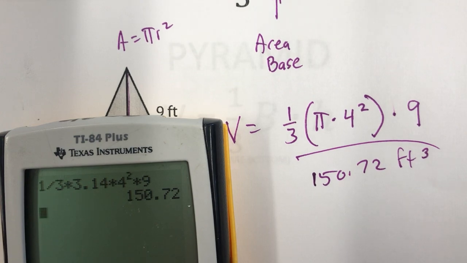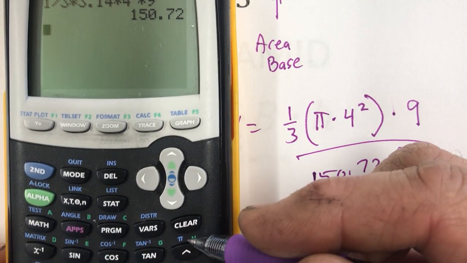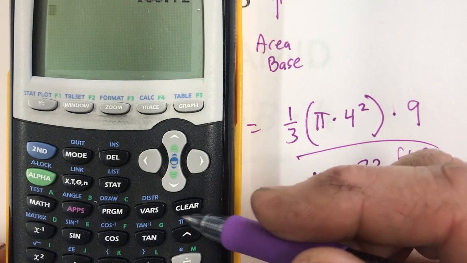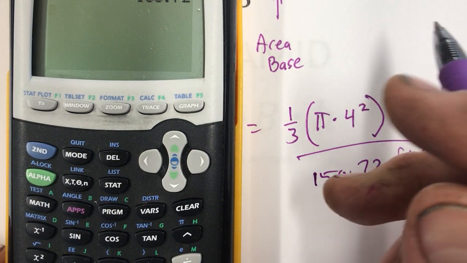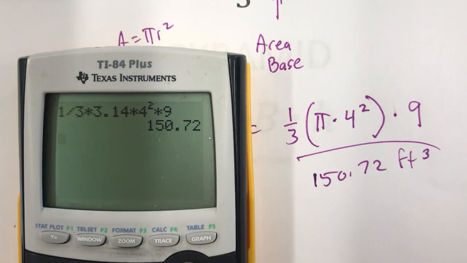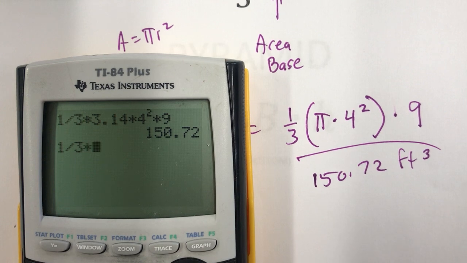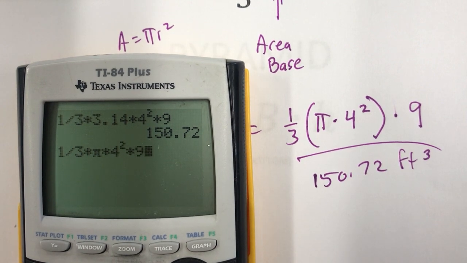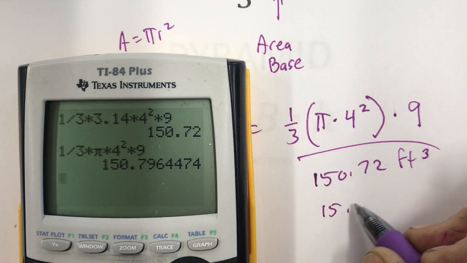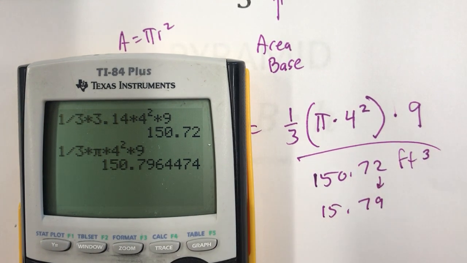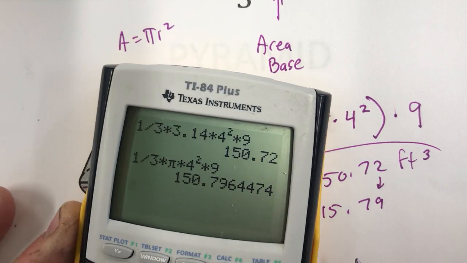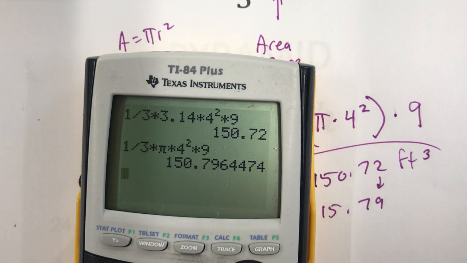Now I do want to show you this. There's a pi button right there, if you notice. So what you could do is you could hit that pi button instead of typing 3.14. But now when you do, it's going to make your answer off just a little bit. So like if I do 1 divided by 3 times, and I hit that pi button, you see it come on the screen there, pi, and then times 4 squared, and then times 9, and then notice here, I get 150.79. It's a little bit off, actually it's more closer to what the true volume is. It's more accurate.